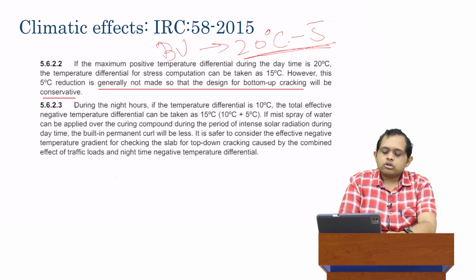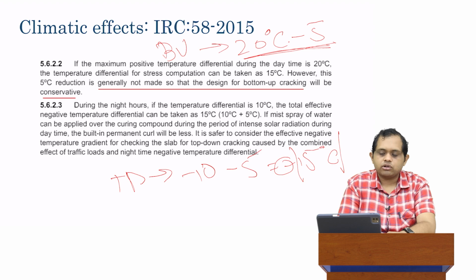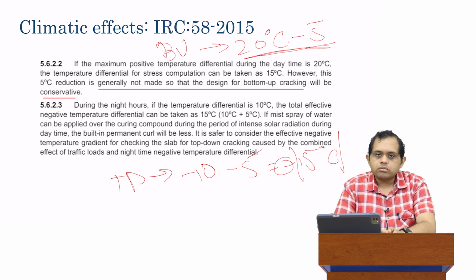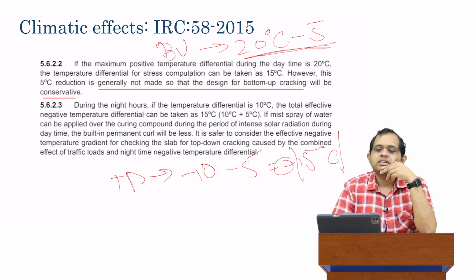But suppose for top-down curling, the temperature difference is minus 10 degrees Celsius, then it says you include this 5 degrees Celsius and use a total of 15 degrees Celsius. Again, the minus sign is generally not shown. We generally use the absolute value in calculations. But the idea is for bottom-up curling, don't consider built-in curling. For top-down curling, consider built-in curling. This makes it a somewhat more conservative estimate.